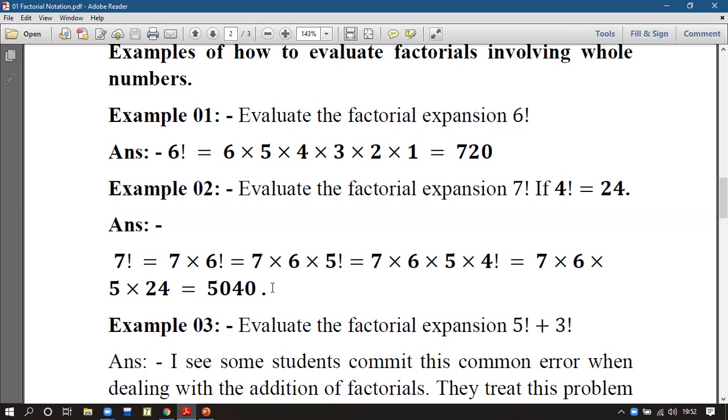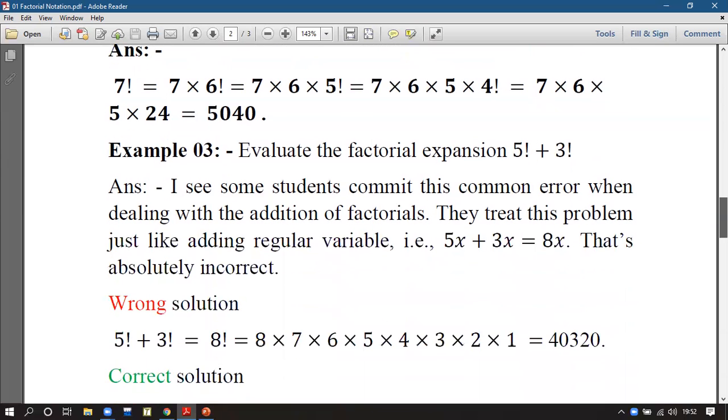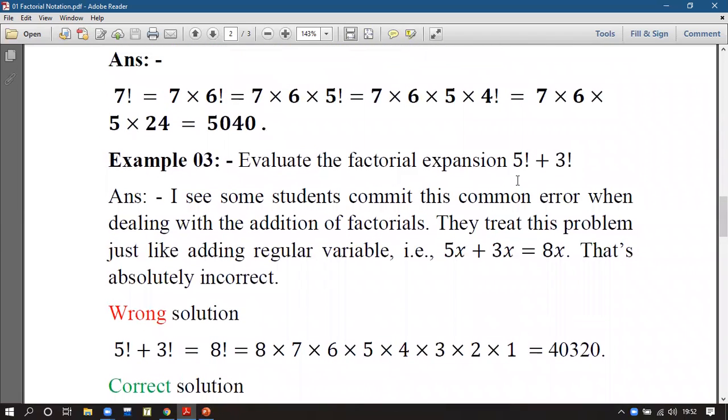Now, one more important thing to be remembered: if we want to evaluate the factorial expansion of factorial 5 plus factorial 3, I see some students commit a common error when dealing with the addition of factorials. They treat this problem just like adding regular variables. For example, 5x plus 3x equals 8x. That is absolutely incorrect, because factorials are not added in this way.